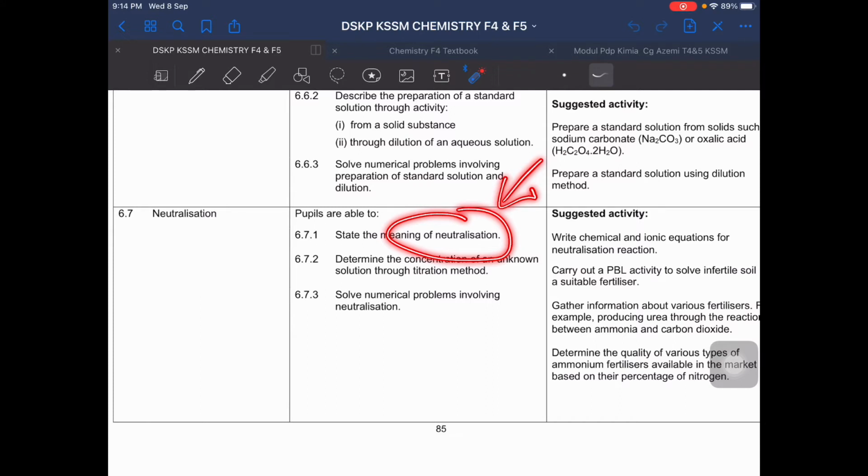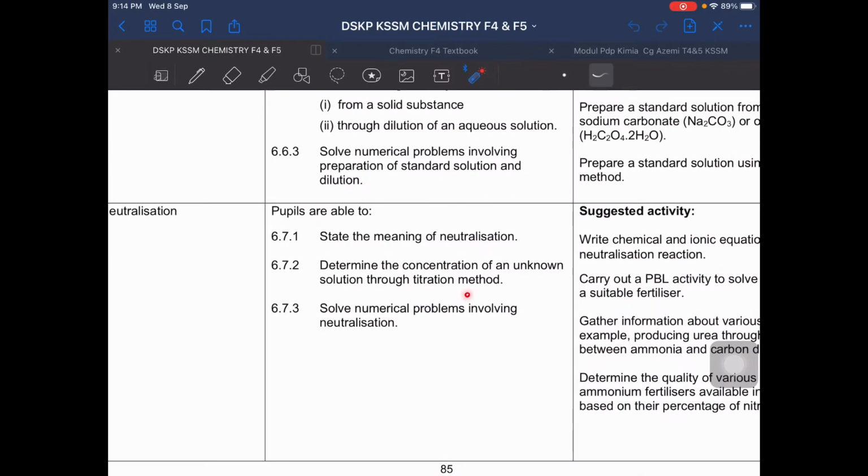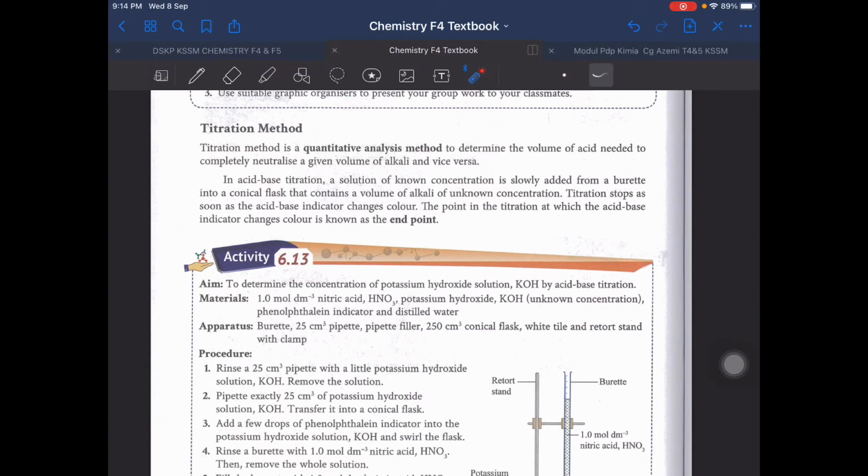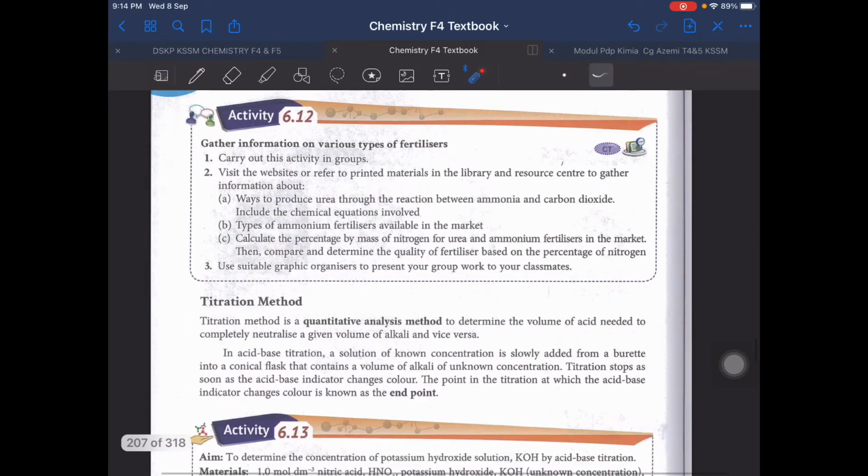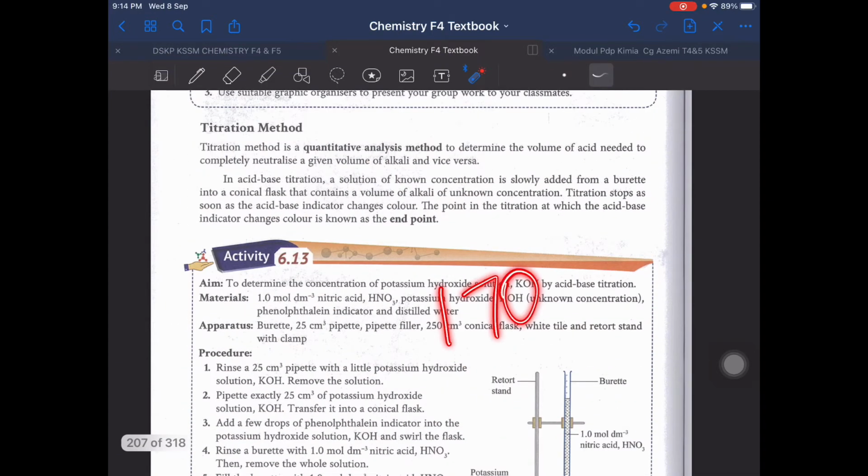Okay, now that you learn the meaning of neutralization and also you know what are the application of neutralization in our daily life, now let us learn about how to determine the concentration of an unknown solution through titration method. Sekarang ni kita akan belajar tentang kaedah pentitratan dalam tajuk penyutralan. This is in page 170 in your textbook.